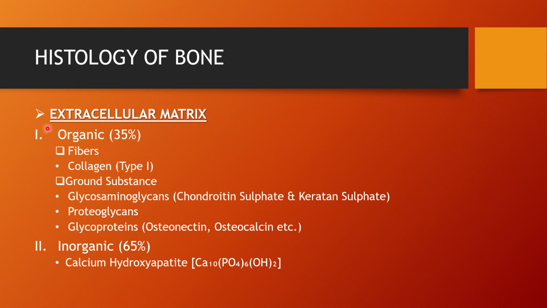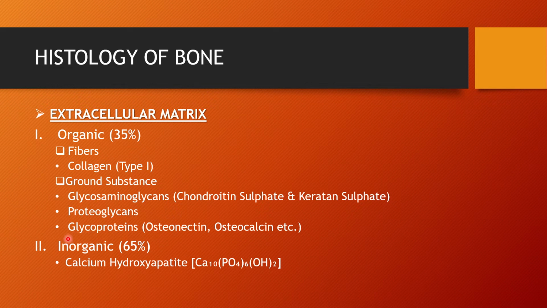It is inorganic as well as organic. The organic matrix is 35%. It is made up of fibers and the ground substance, as present in all connective tissues. The fibers in the bone are collagen type 1. The most abundant protein in the bone is collagen type 1. And the ground substance is made up of glycosaminoglycans, which are mainly chondroitin sulfate and keratan sulfate in bones. These glycosaminoglycans associate with proteins to form proteoglycans, and some proteins are also present, the glycoproteins, which are osteonectin, osteopontin, osteocalcin, etc.